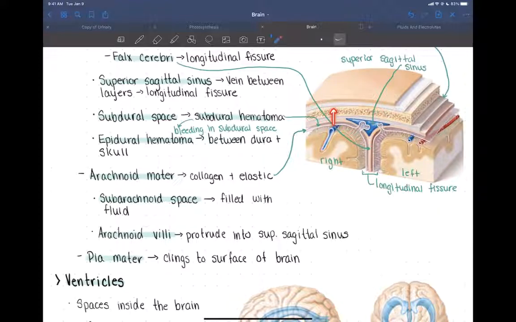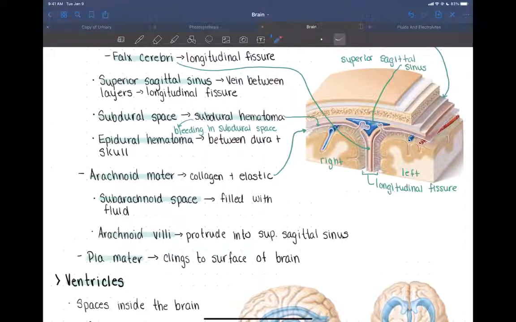That bone is not going anywhere. So instead, it starts pushing pressure on the brain itself, okay? And that can cause brain damage and lead to death. And so with a subdural hematoma, that blood can fill the space very quickly and start very quickly putting pressure on the brain.